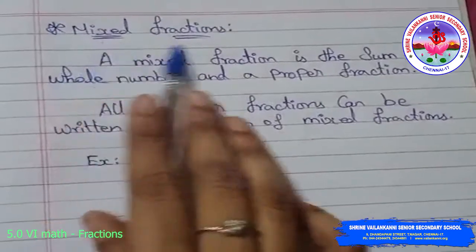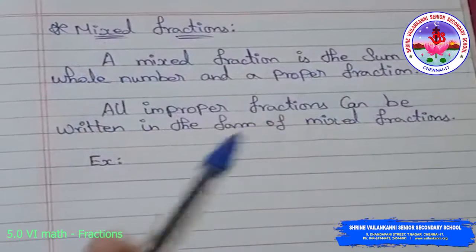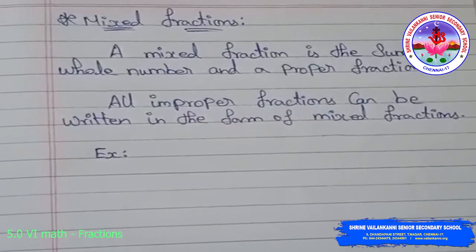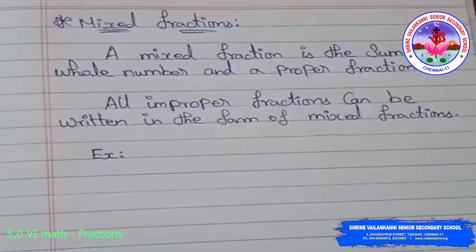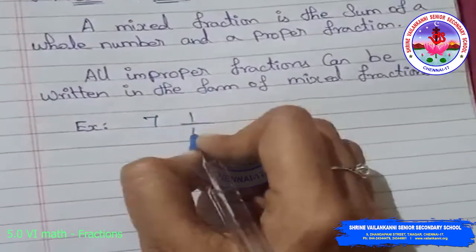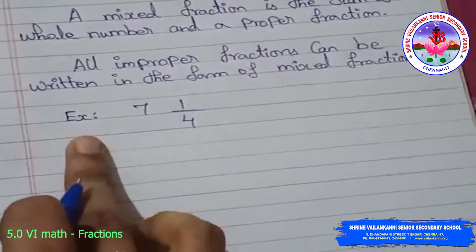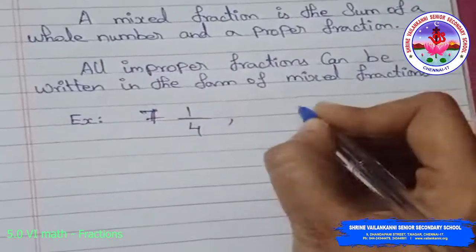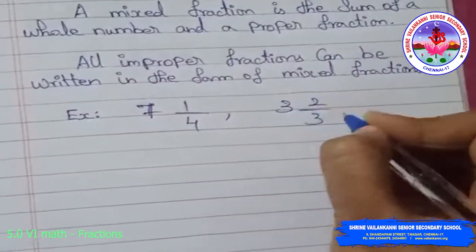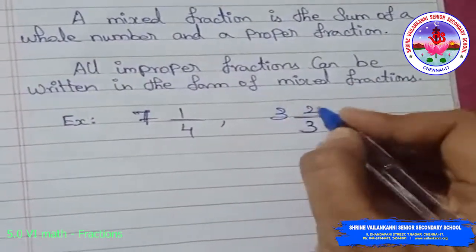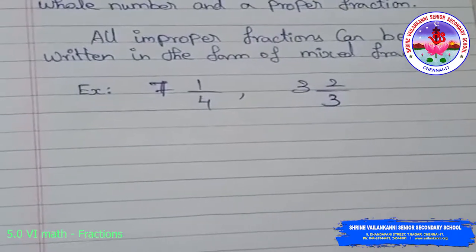The third type is mixed fractions. A mixed fraction is the sum of a whole number and a proper fraction. All improper fractions can be written in the form of mixed fractions. For example, 7 1 by 4. Here 7 is the whole number and the fraction is 1 by 4. Another example, 3 2 by 3. Here 3 is the whole number, 2 by 3 is the fraction.